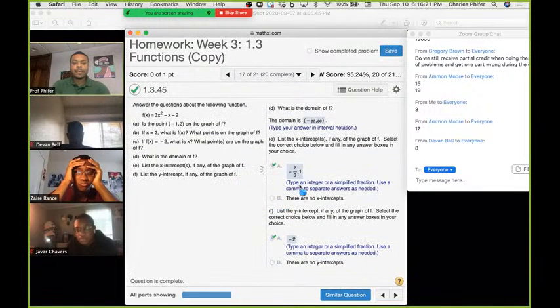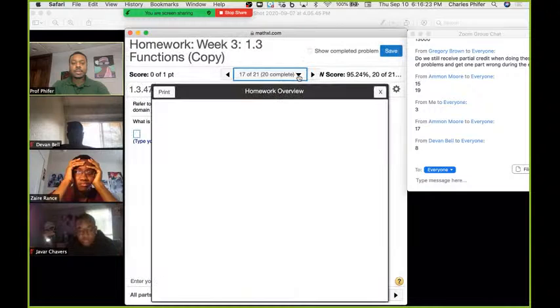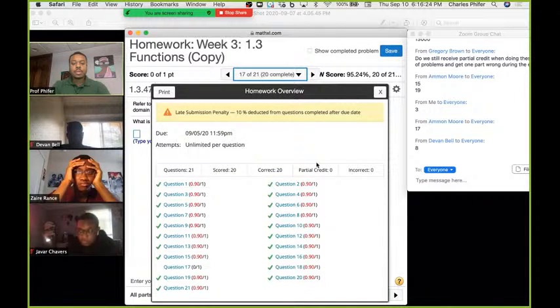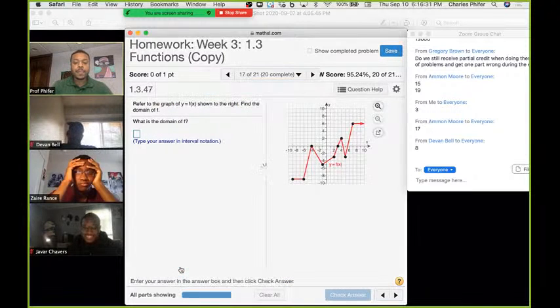Let's see one that we haven't. Let's go 17. As soon as we finish this, this will be the last one. As soon as we finish it, we're going to call it a day. Okay. Refer to the graph of this. Find the domain of f.